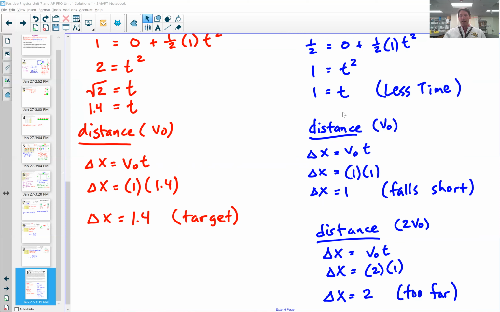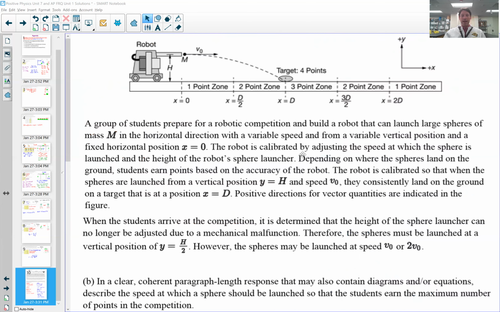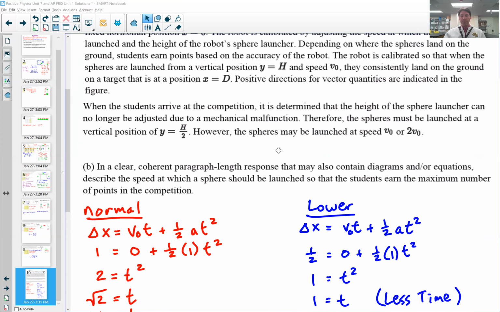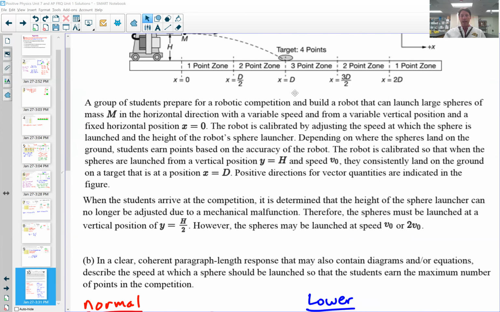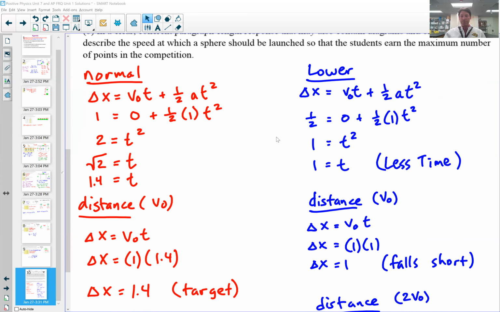If we go to our less time, so when the robot is shooting from a lower height, we said that the time would only be 1 as opposed to 1.4. So we're putting 1 in for time. And if we keep the original velocity, because the problem said it can only be the original or double, then the distance is 1. So again, we're proving proportionally, if the target is at a distance of 1.4, this would fall at a distance of 1. So well short. And if we look at our picture, that would at most earn 2 points. All right, and it's more than half, so it'll definitely fall in the 2-point range.